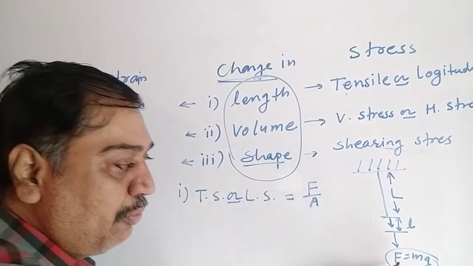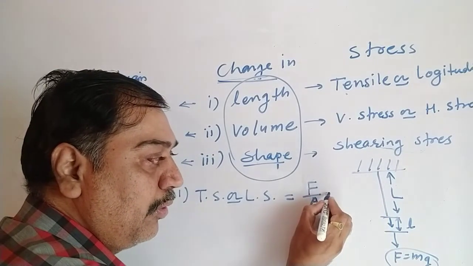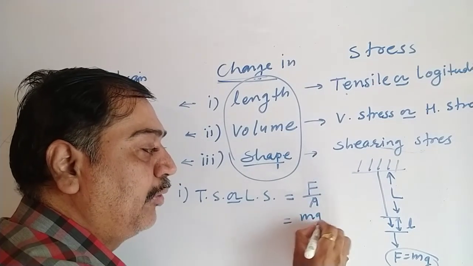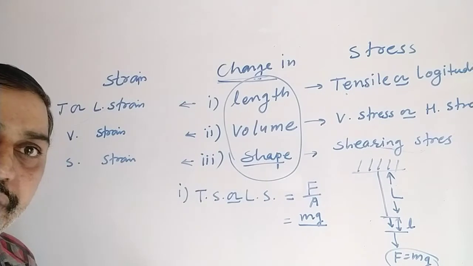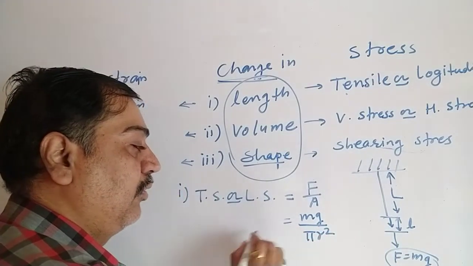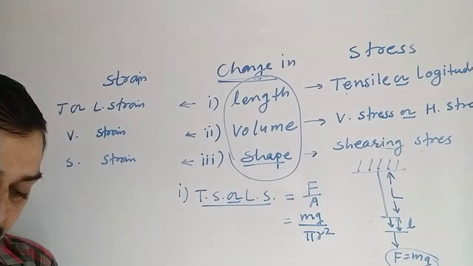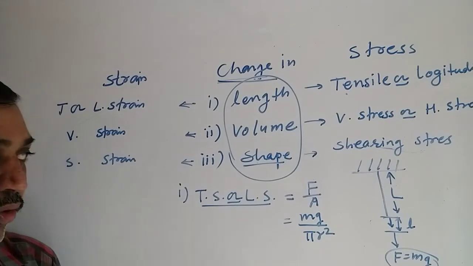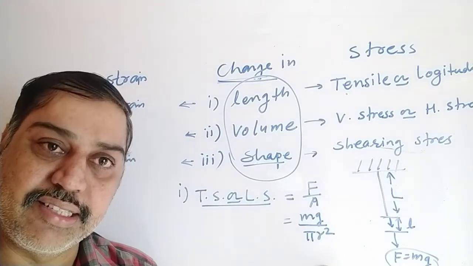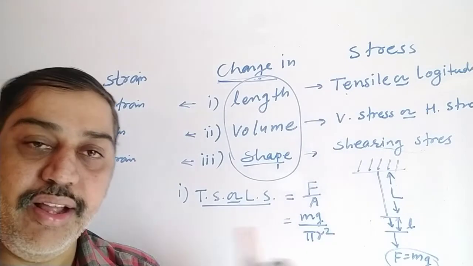So how much force have we applied? F. The area of the wire you can find out. So what can we put? Force applied is mg. What is the formula for the area of the wire? It is pi r square. So this longitudinal stress or tensile stress is given by force divided by area, mg divided by pi r square. Definitely it is related to length, so I have drawn the diagram for a length.